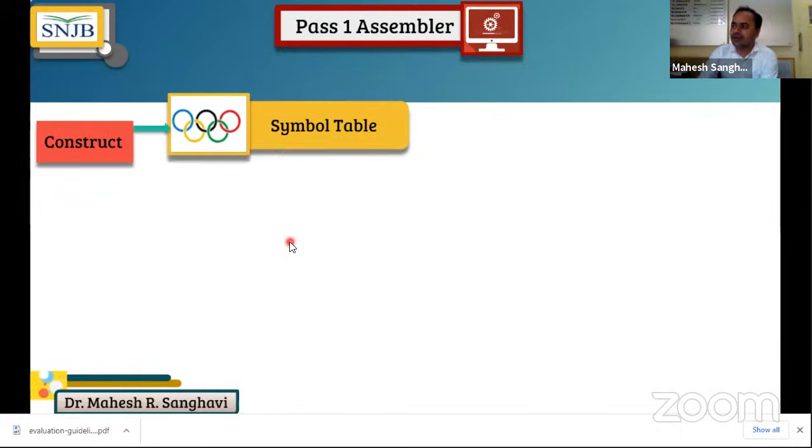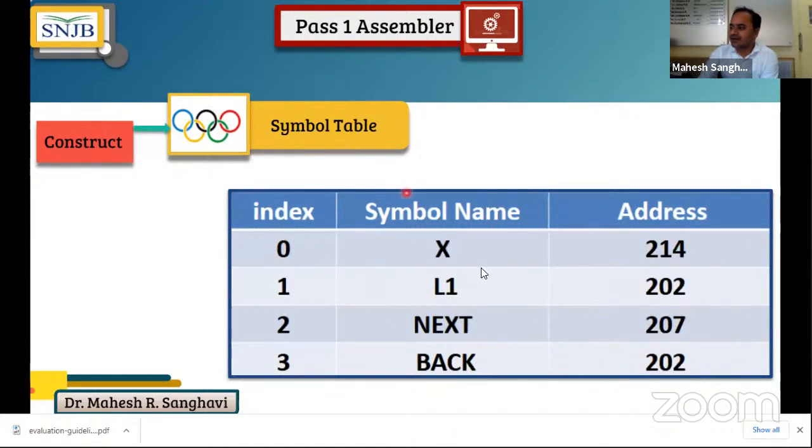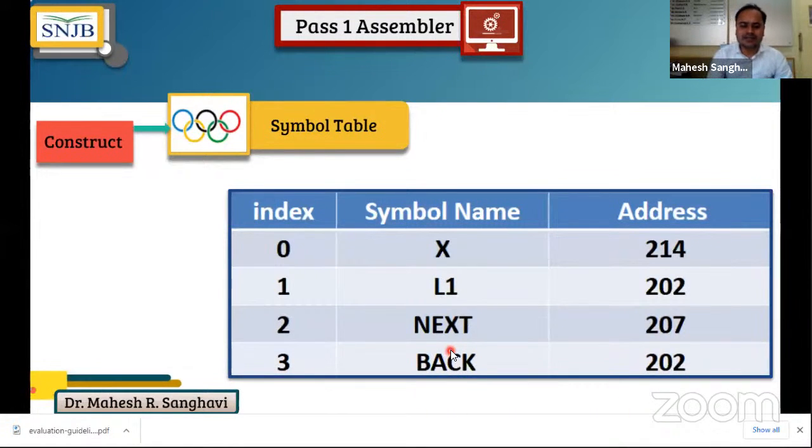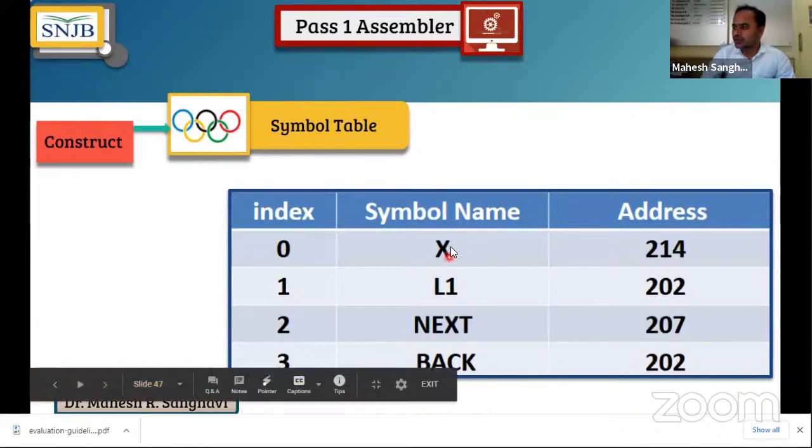Now the next phase. What does the next phase say? You have to construct the symbol table. So we have constructed this symbol table. So how many symbols are there? You can observe here, x was one of the variables, L1, next and back, whatever these are, this is ultimately your labels. So labels here are also symbols. So variables and labels both become symbols.